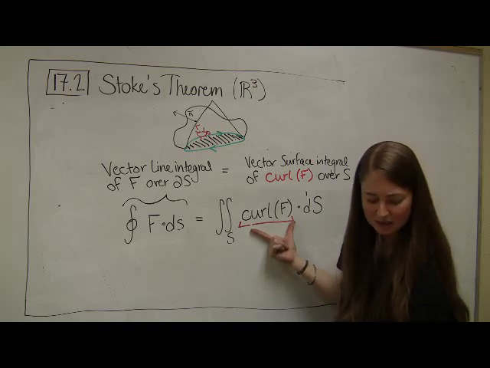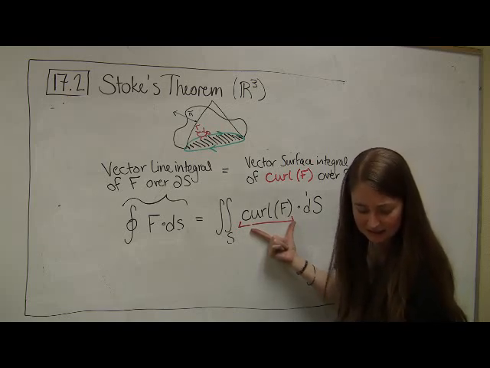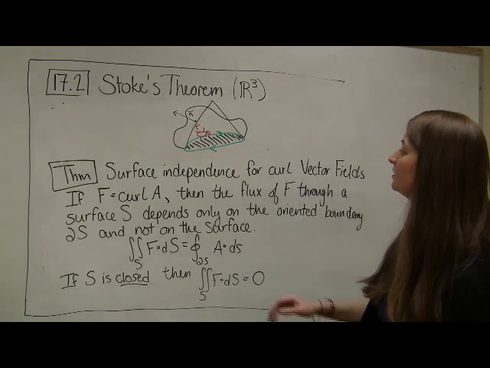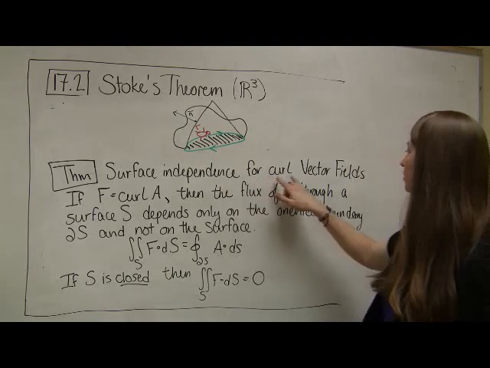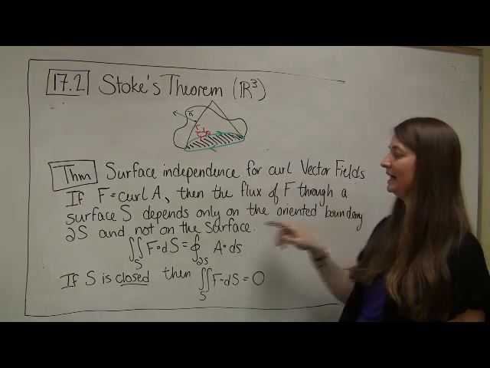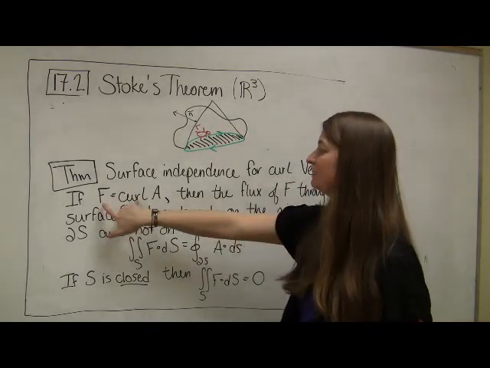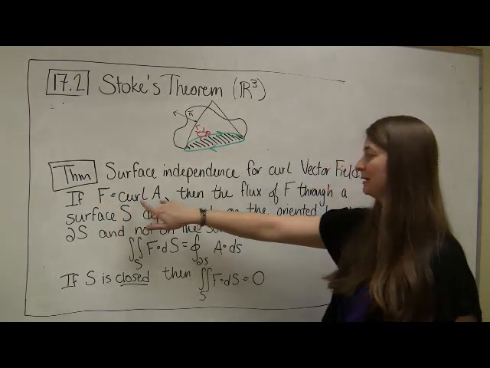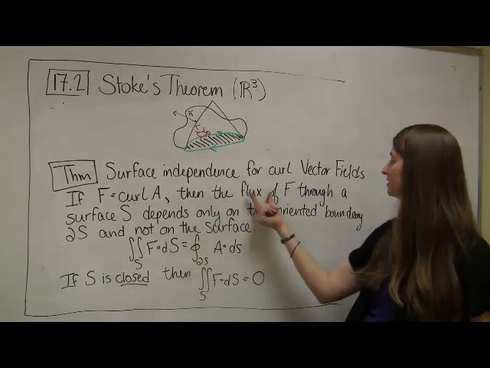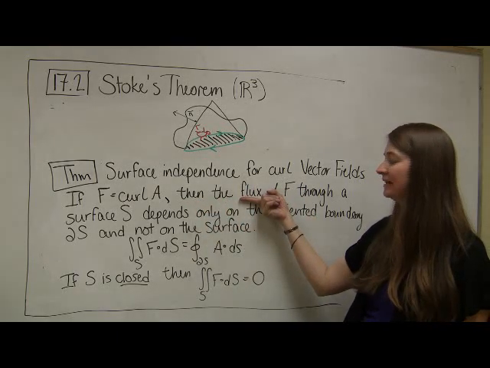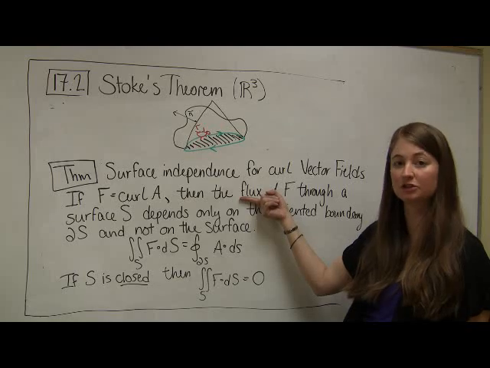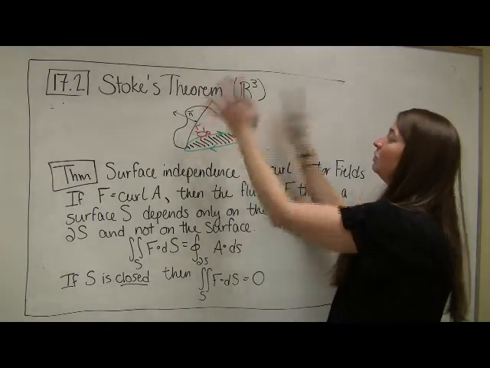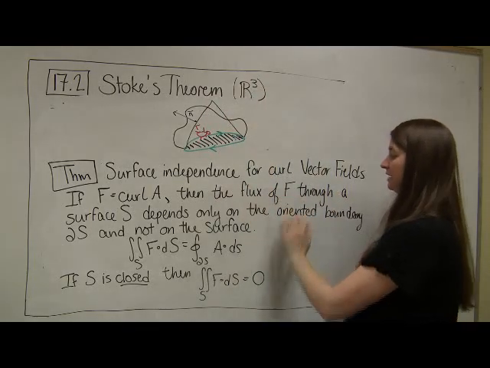And this is something that I'm going to write down as a theorem. Your book has it listed as a theorem, I believe. This theorem is called the surface independence for curl vector fields theorem. And it says, we're setting up some notation, we're going to let F equal the curl of A. I don't know if I like this notation, but I'm consistent with the book. Then the flux of F, recall, that's just the vector surface integral. Another word for that is flux. It's how much fluid is flowing through this surface given by the vector field.